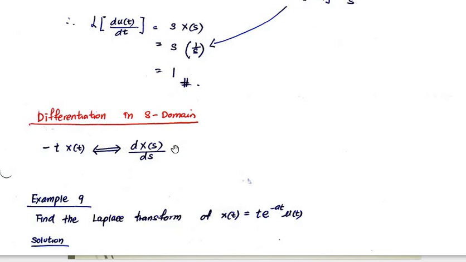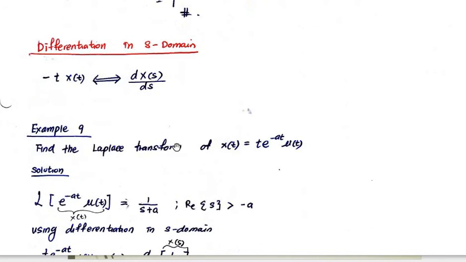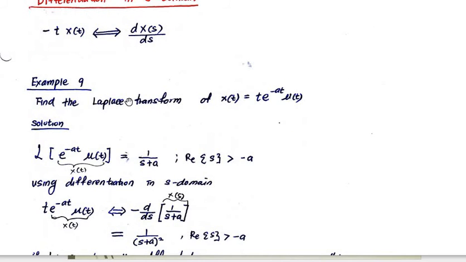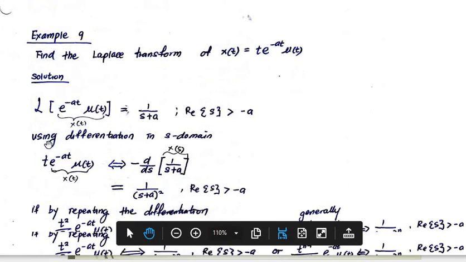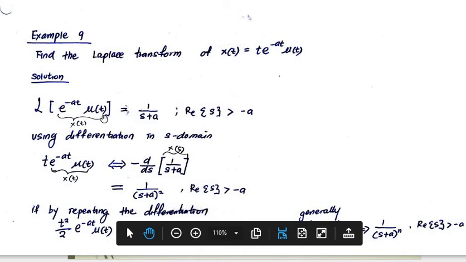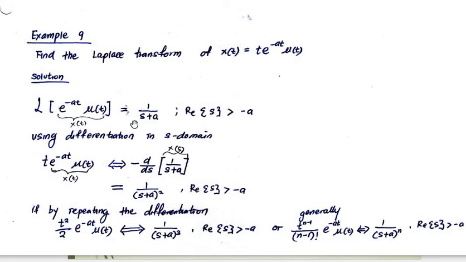Okay. And then the next one is the differentiation in S domain. What is differentiation in S domain? The Laplace transform of minus t x(t) gives you dX(s)/ds. Why do we say that? Find the Laplace transform of x(t) equal to e to the negative a t u(t). The Laplace transform of e to the negative a t u(t) gives you 1 over s plus a.